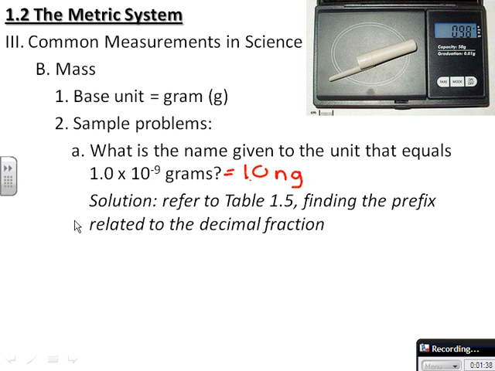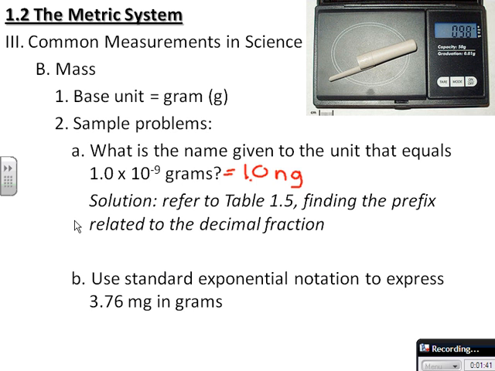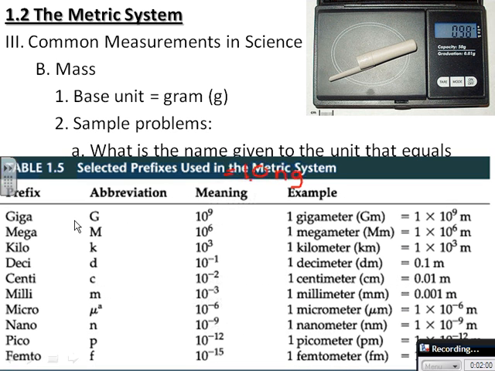Now, the second question is this: use standard exponential notation to express 3.76 milligrams in grams. So this is a little bit different, but we still use table 1.5 to do that. Notice we want to go from milligrams to grams. So we go back to our table. We find the prefix milli, and notice the scientific notation is times 10 to the negative 3rd. Okay, so let's remember that. Times 10 to the negative 3rd.